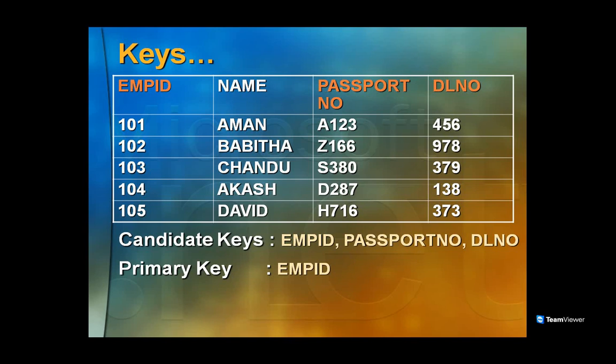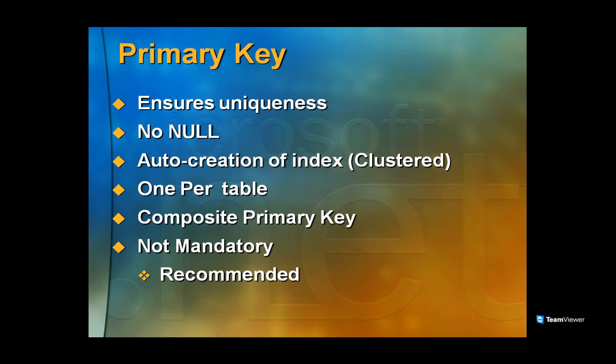So the primary key is employee ID, and you have alternate keys: passport number and DL number. These two would become alternate keys. So candidate keys equal primary keys plus alternate keys. Let us understand what a primary key is. A primary key ensures uniqueness and allows no null values.